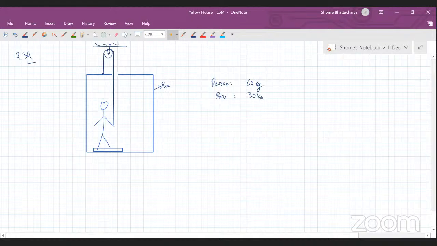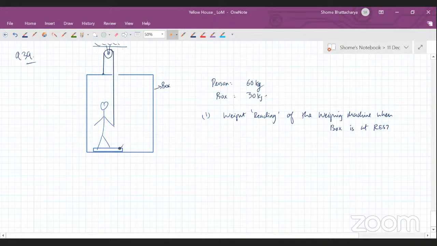So first of all, we have to show the weight reading of the weighing machine when the box is at rest. The person is pulling such that the box is at rest. At that point of time, what kind of reading is this weighing machine showing?